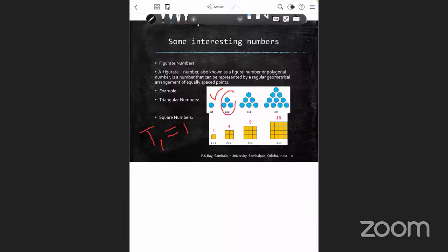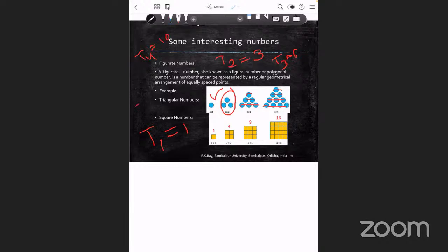The next one is 3 points representing a triangle. So the next triangular number, T2, is 3. You see the third one: 3 plus 2 plus 1 gives us 6. So T3 is 6. T4 is 4 plus 3 plus 2 plus 1, that is 1 plus 2 plus 3 plus 4. So T4 gives us 10.